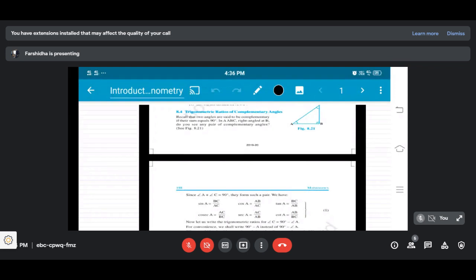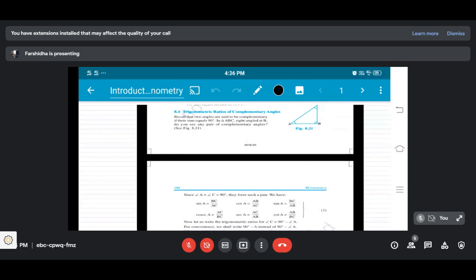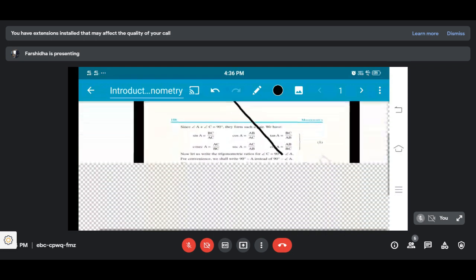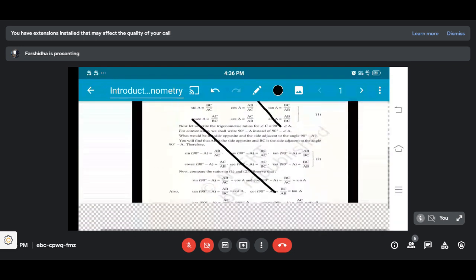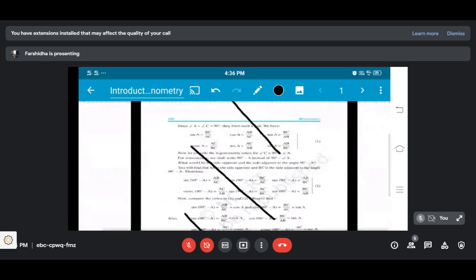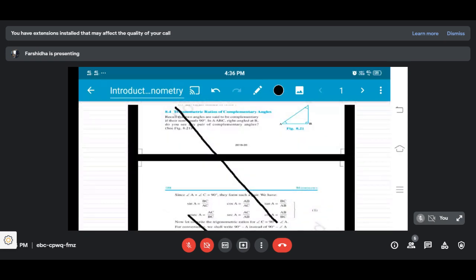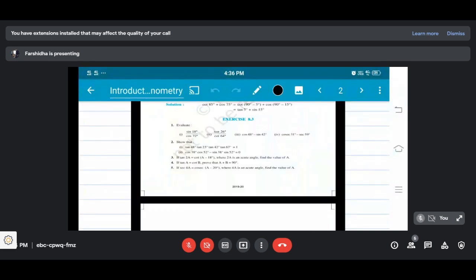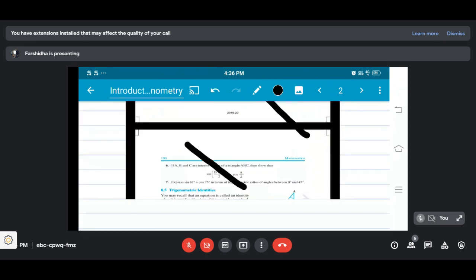Okay, before that, I need to tell you all something important. This topic, trigonometric ratios of complementary angles, is taken away from your syllabus. It's not there. So, no need to study this topic. And also, exercise 8.3 is fully deleted from the syllabus.